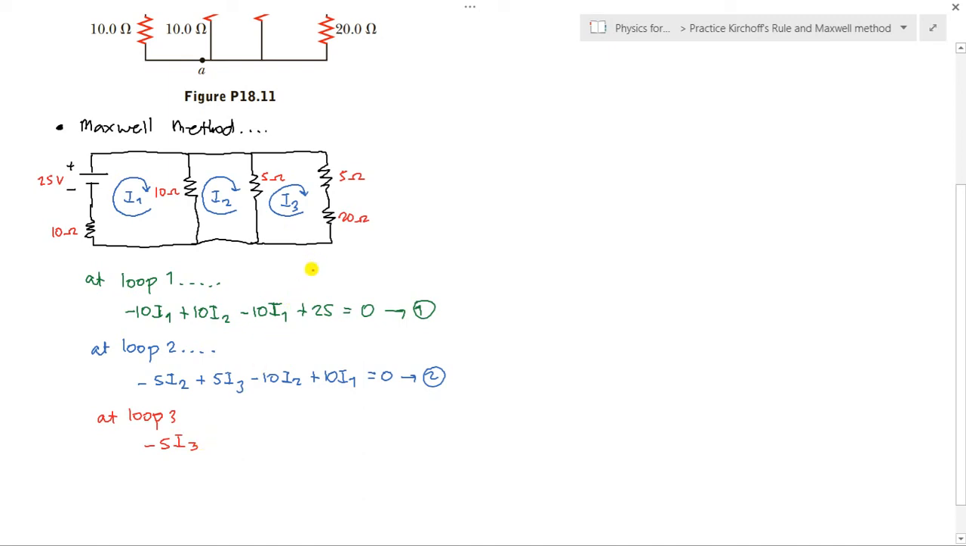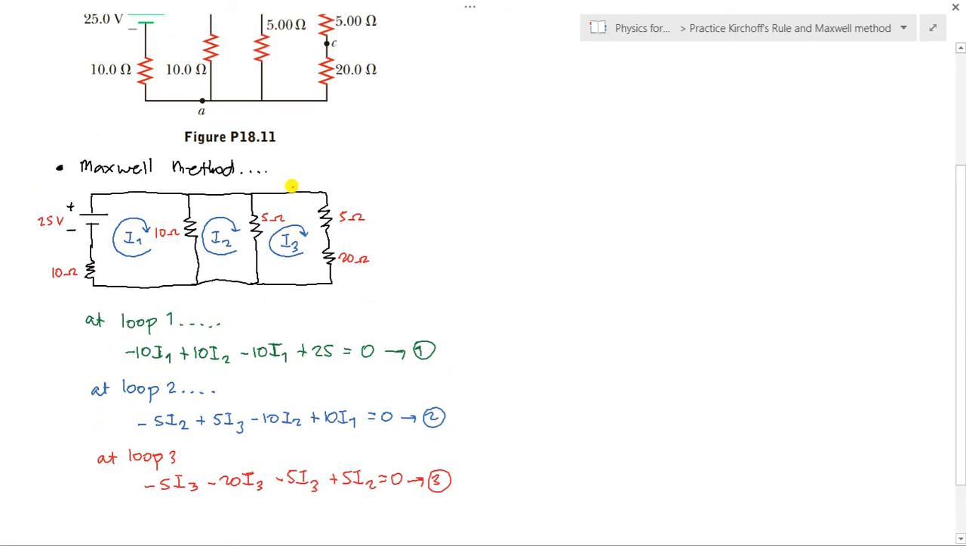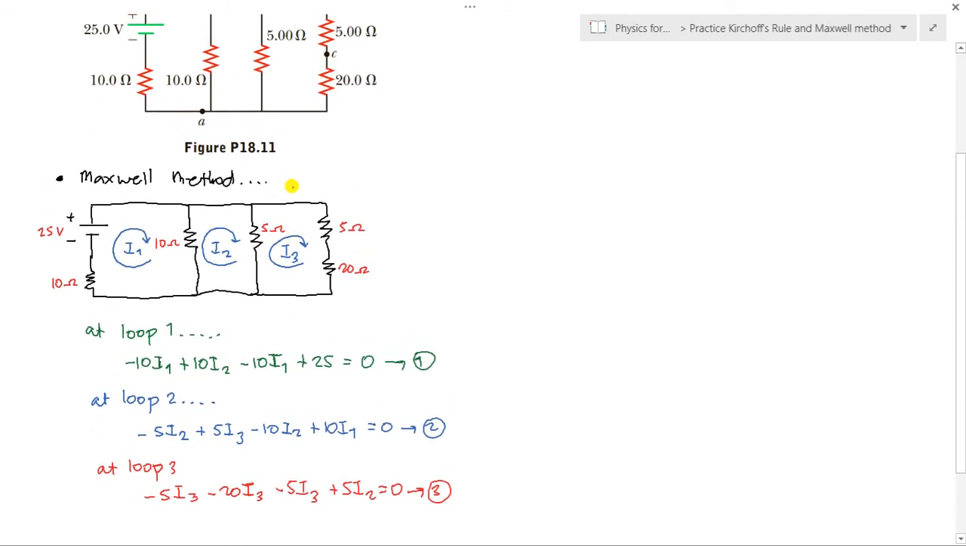Miagi na po siya ni 20 ohm, voltage drop na po, minus 20 I3. Miagi siya ni 5 ohm on the left side, so minus 5 I3. Then, ni 5 ohm sa left side, mi-interact po si I2 at opposite direction. So that is 5 plus 5 I2 equal to 0. So this would be our equation 3. So from these three equations, we're going to rearrange and solve for the unknown parameters.